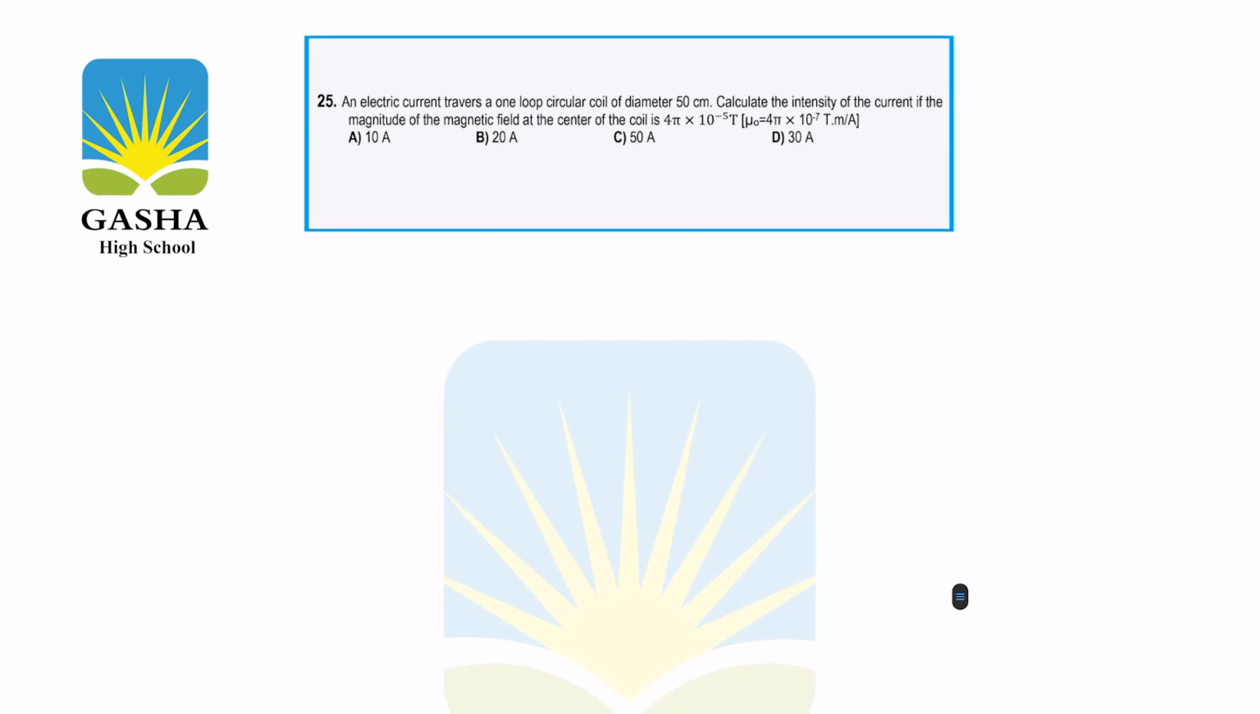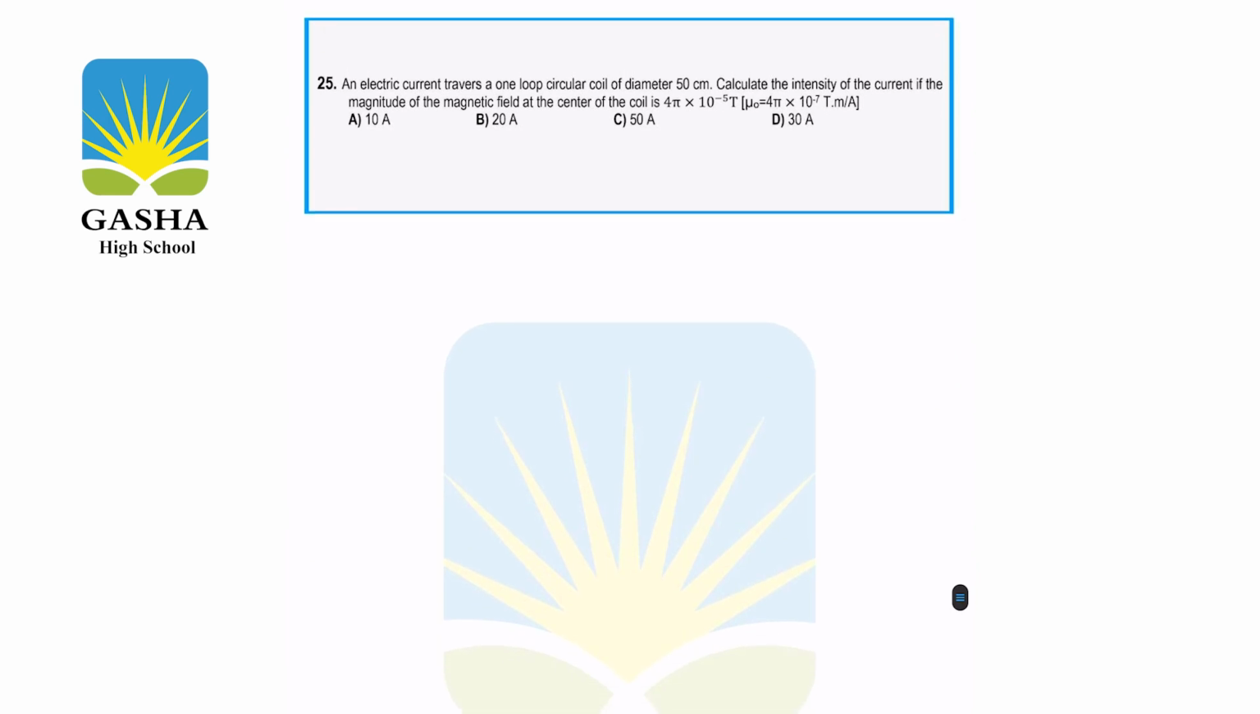So here we have question 25, from chapter 5. It says an electric current traverses one loop. One loop means N is equal to 1 of a circular coil, so you have to know the shape of the coil. Here we have a diameter, which is 50 centimeter, and that's 0.5 meter. Always remember to convert the unit. So calculate the intensity of current.